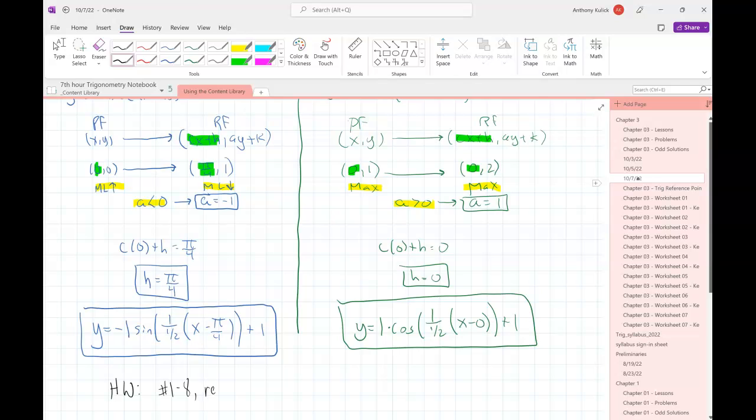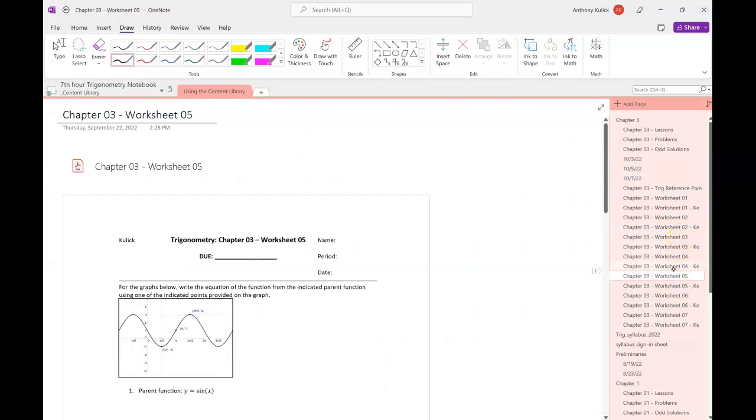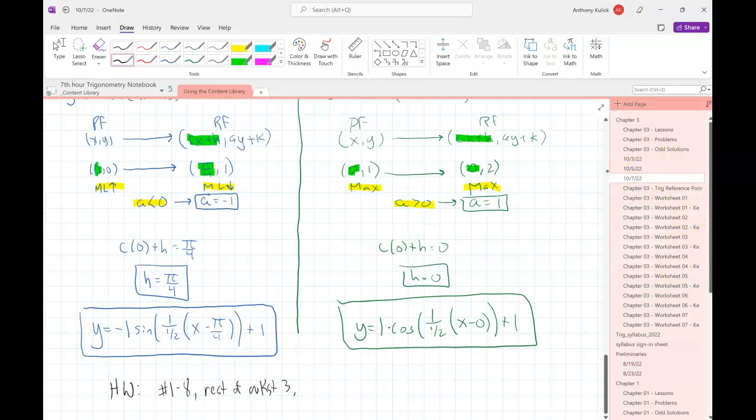You can do the rest of worksheet... Which one was that, Cheyenne? 3? And we can do worksheet 5. We haven't assigned worksheet 4 yet. We're not going to do worksheet 2. These are same things as in worksheet 1. I didn't feel like we needed to do that practice twice. You guys seemed pretty good with it.